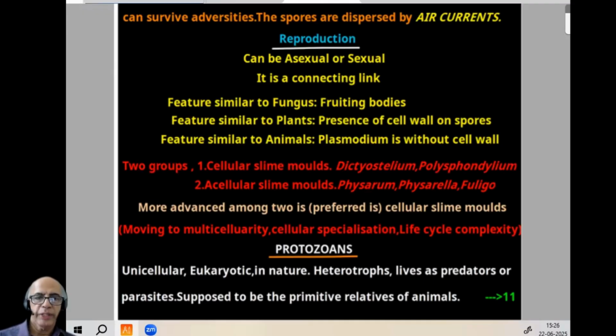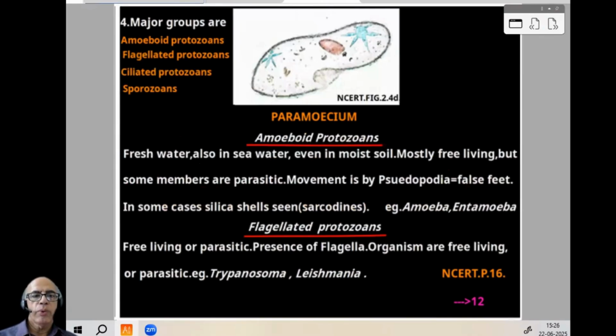Now comes protozoa, the last group. Again, unicellular, eukaryotic in nature, heterotrophs, living as predators or parasites, supposed to be the primitive relatives of animals. Now, four major groups: amoeboid protozoan, flagellated protozoan, ciliated protozoan, and sporozoan. So first is amoeboid protozoan. The classification is based mainly on locomotor structure.